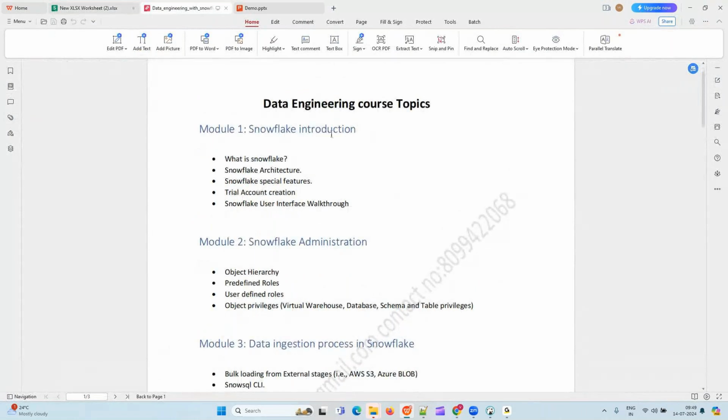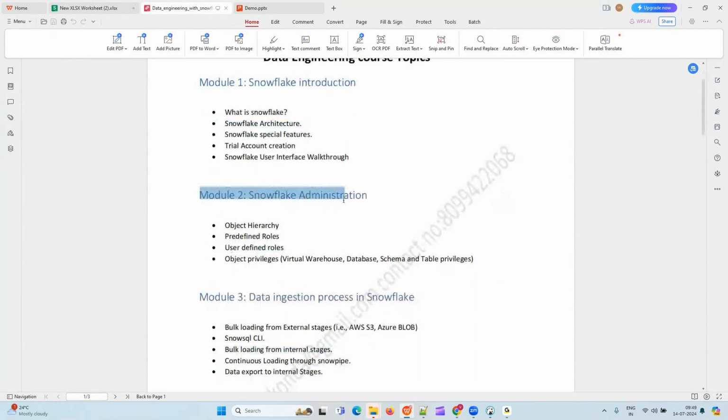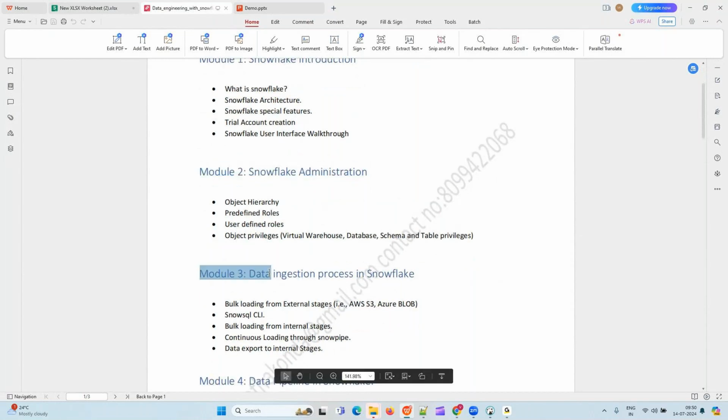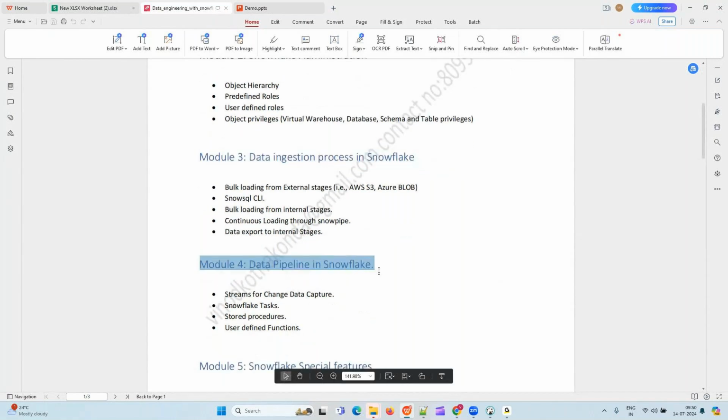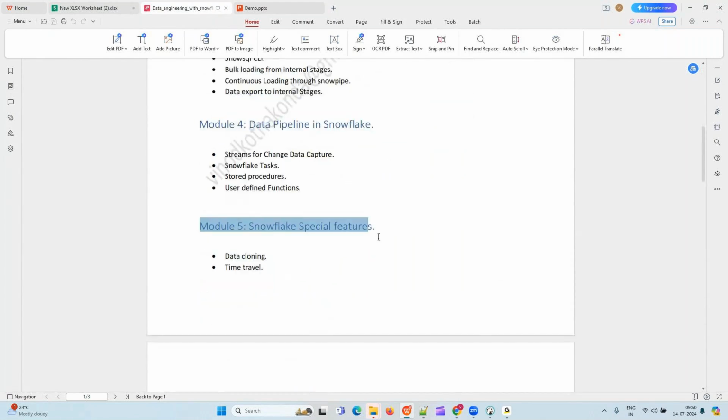In module 1, I am going to give you what is Snowflake, what the architecture looks like, how the UI looks, and how you will create the trial account. So the first module covers all the basics. In module 2, I am going to cover the administration part. In module 3, how you are going to load the data into Snowflake, that is data ingestion. In module 4, how you are going to transform the data or schedule the jobs. So that is your data pipeline. And there are some Snowflake special features in module 5.